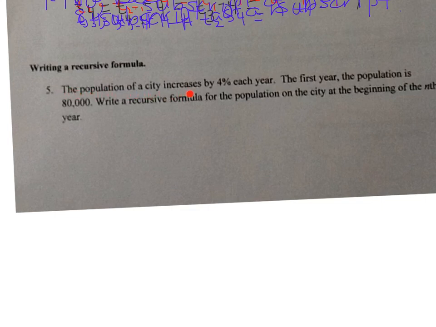Okay, so the population of a city increases by 4% each year. So this should be familiar because this is exponential growth, right? Something's increasing. The first year the population is 80,000. Write a recursive formula for the population of the city at the beginning of the nth year. All right, so remember our population would be y equals 80,000, that's the initial value, times 1 plus the rate, which is 0.04, raised to the t power, which is y equals 80,000 times 1.04 to the t power.